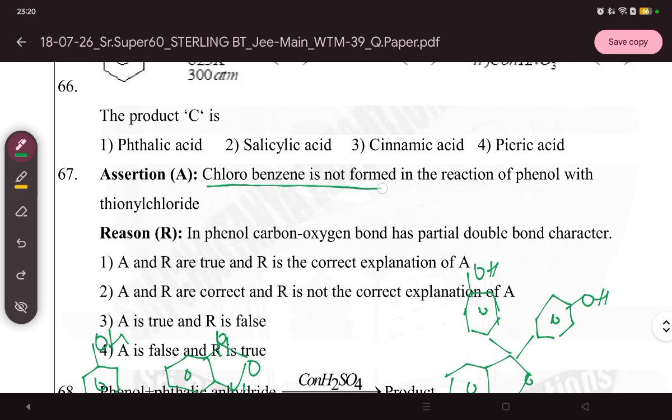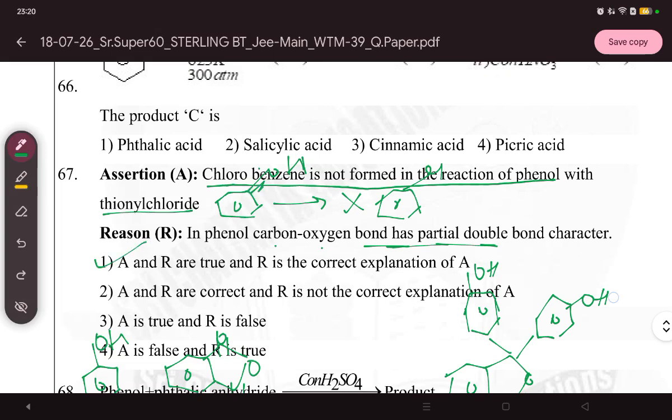Chlorobenzene is not formed in the reaction of phenol treated with thionyl chloride. Phenol oxygen participates in delocalization, that's why it cannot produce chlorobenzene. In phenol, the carbon-oxygen bond has partial double bond character because of that delocalization. So both statements are true and the explanation is correct.